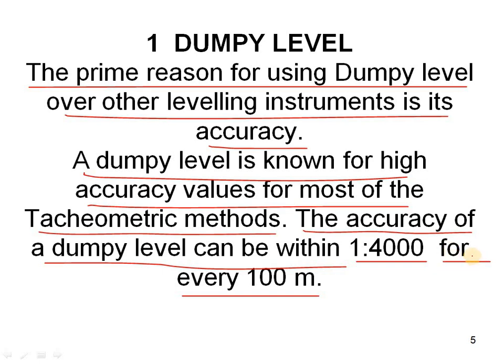Here the accuracy of the dumpy level is mentioned. That is, 1 meter in 4000, which is 4000 meters or 4000 mm. That is the dumpy level accuracy, for every 100 meters. Nearly we can measure with this dumpy level very well with eyesight. So these accuracy values are very useful for the dumpy level.